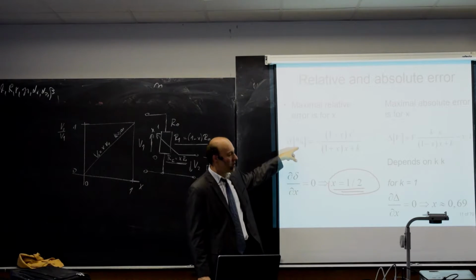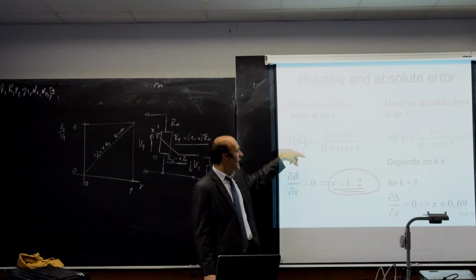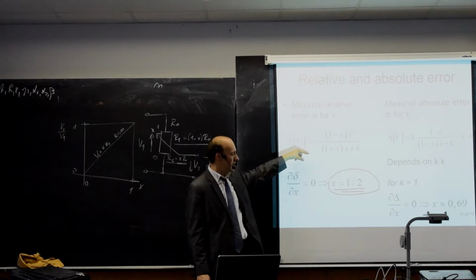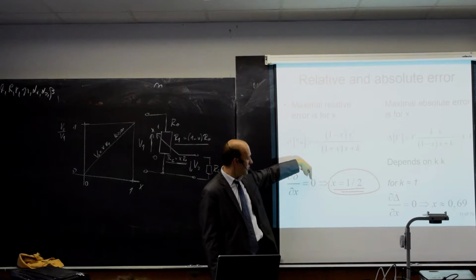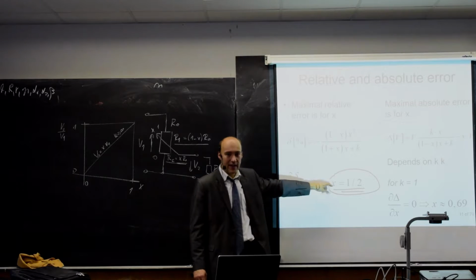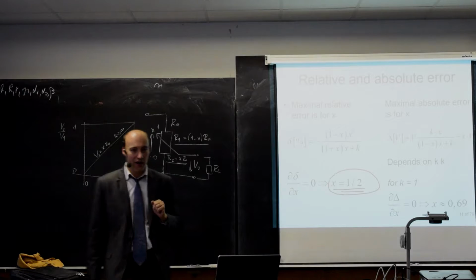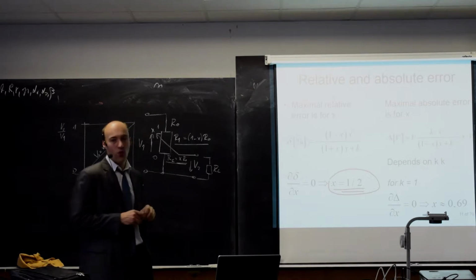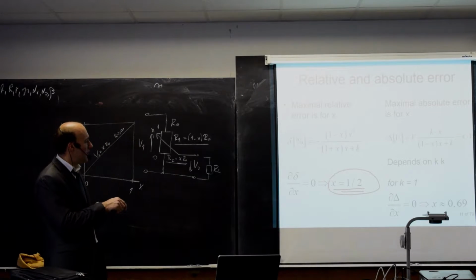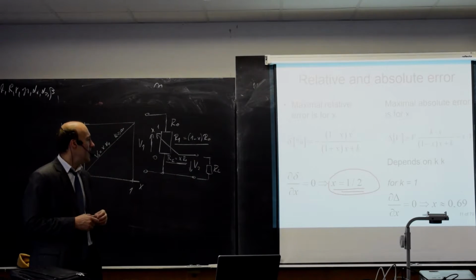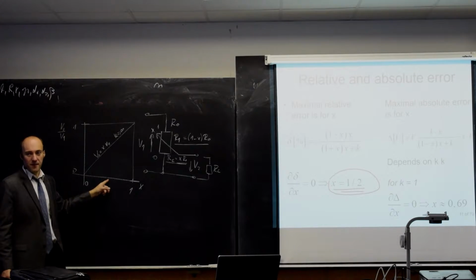So this is the equation that we already know for the relative error. Now if you make a partial derivative of this over x and look for this equation equal to 0, you'll find out that this equation is fulfilled only if you have a position of x equal to 1/2. So this means that regardless of the value of k that you have, the maximum relative error is always in the middle.